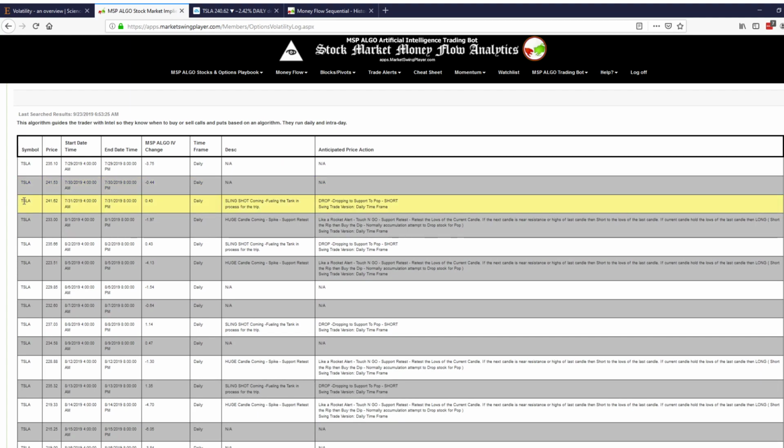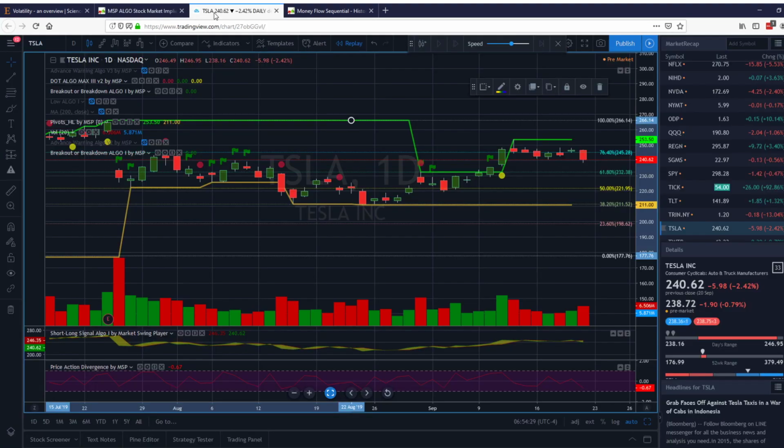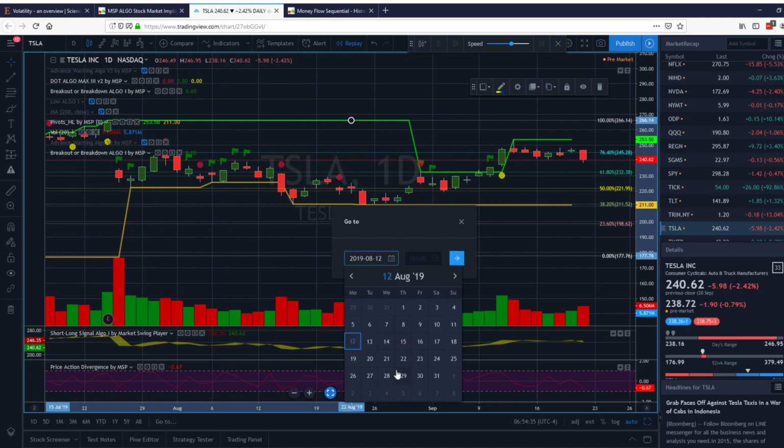Okay, so we have an alert here, and it says slingshot coming, fueling the tank in process for the chip. So we did see that alert. So it says dropping to support to pop. So if we see that it is not near support, it's a short, right, the next day. So price is at 241. Let's see what happened on the 31st of July. Go to our handy dandy go-to calendar.